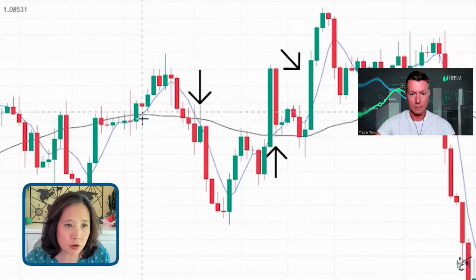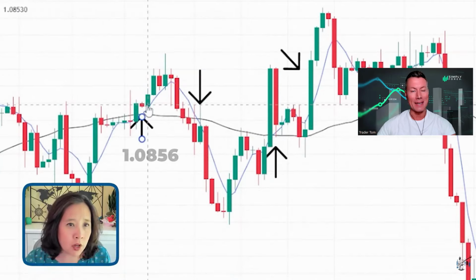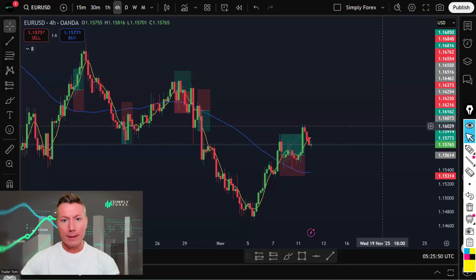Here we have the cross right over here, so we're going long. Okay, guys, you get the idea. Let's test it. Will it hold up or will it blow up? Can this strategy really give us an 85% win rate? Well, let's find out because I'm about to share the results now.